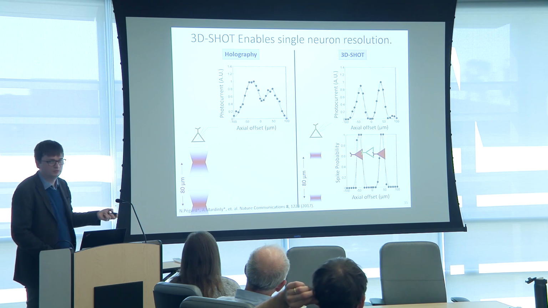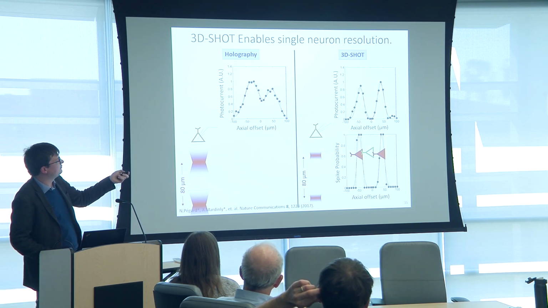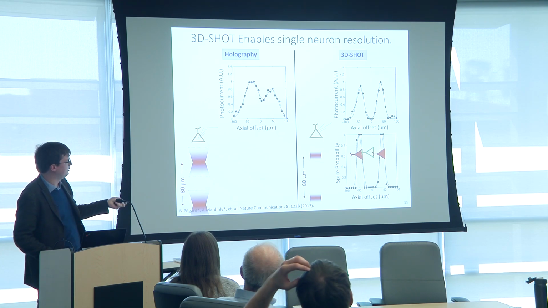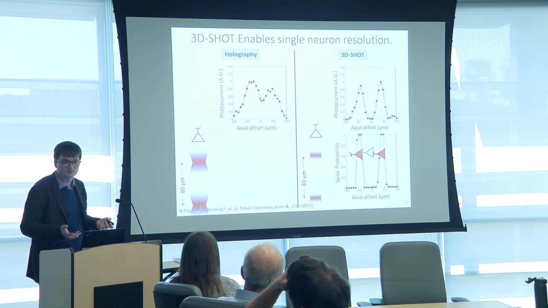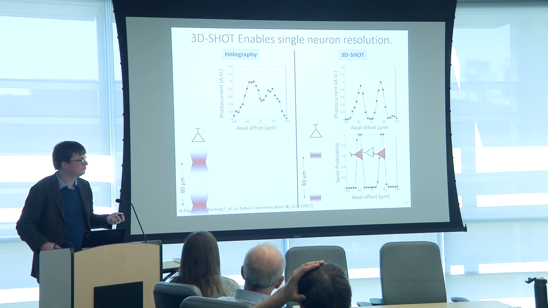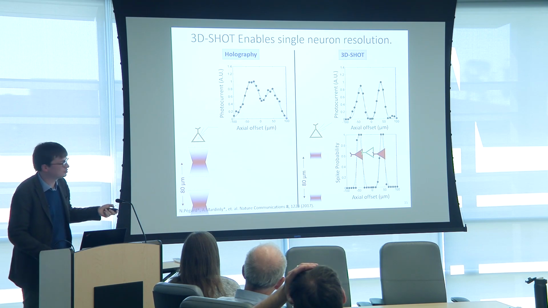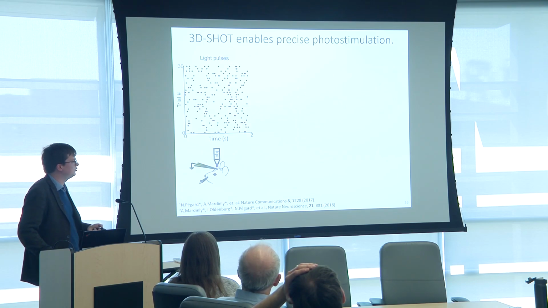So this would be, for instance, the worst case scenario where in holography, you still have a significant amount of photocurrent, and you'll be more likely to excite the neuron that's in between. Also, keep in mind, the expression of the opsin may vary very wildly from neuron to neuron, so you really want this to be as sharp as possible to ensure that this can be made possible at least as often as possible.